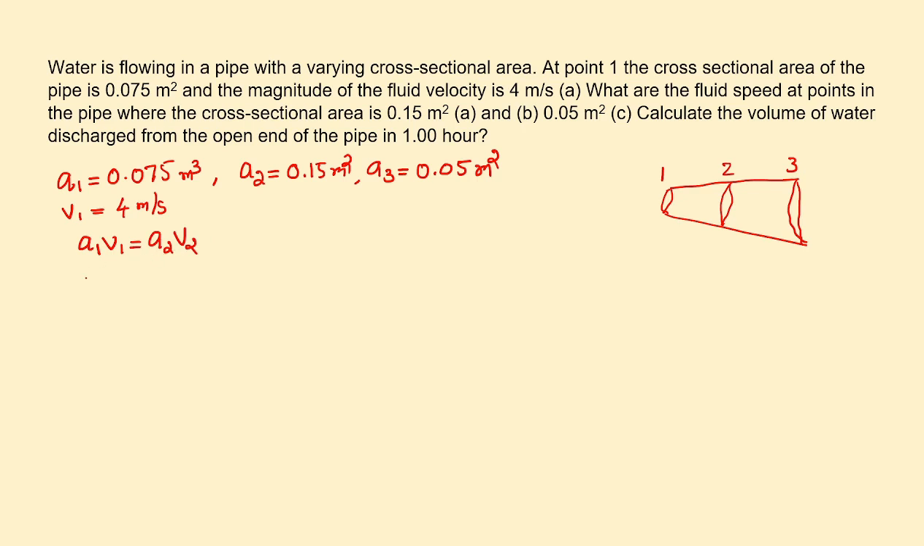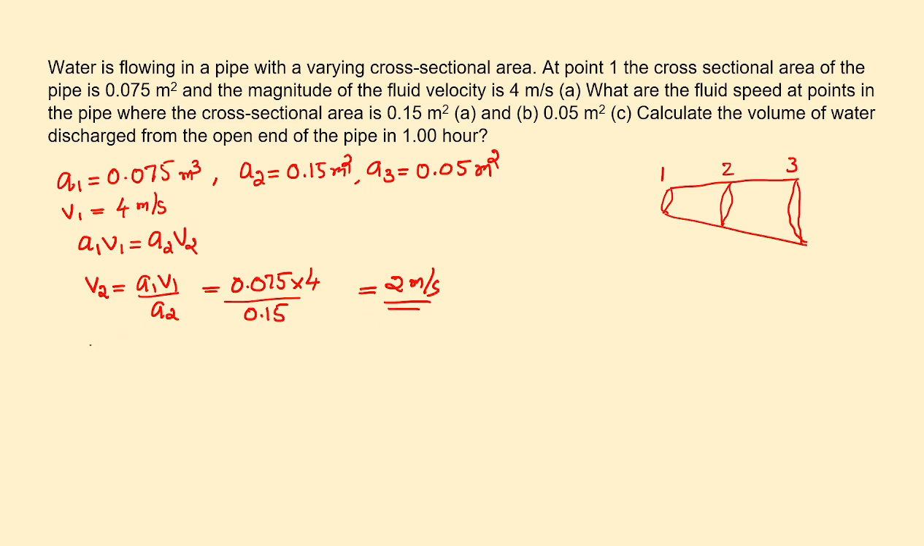So from that we can have the fluid velocity at the second point, that is V2 is equal to A1 V1 divided by A2. So let us substitute 0.075, V1 is equal to 4 meter per second, and the cross-sectional area at the second point is 0.15. So after the calculation, you will get the velocity at the second point is 2 meter per second.